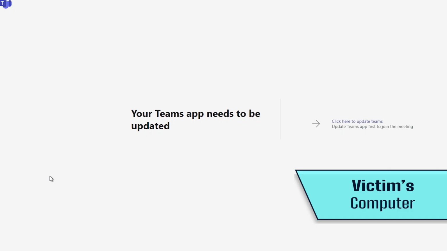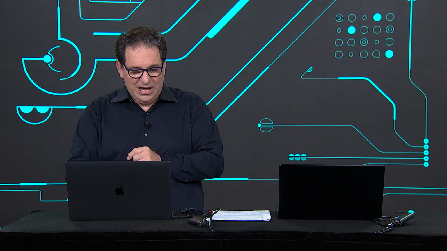Let's see what's happening. As always, whenever you're using any type of software, whether it's Zoom, whether it's Teams or others, it wants you to update. So we're forced to do it. Let's go ahead and click here to update Teams. Here the file is downloaded. We're going to go ahead and click on it.